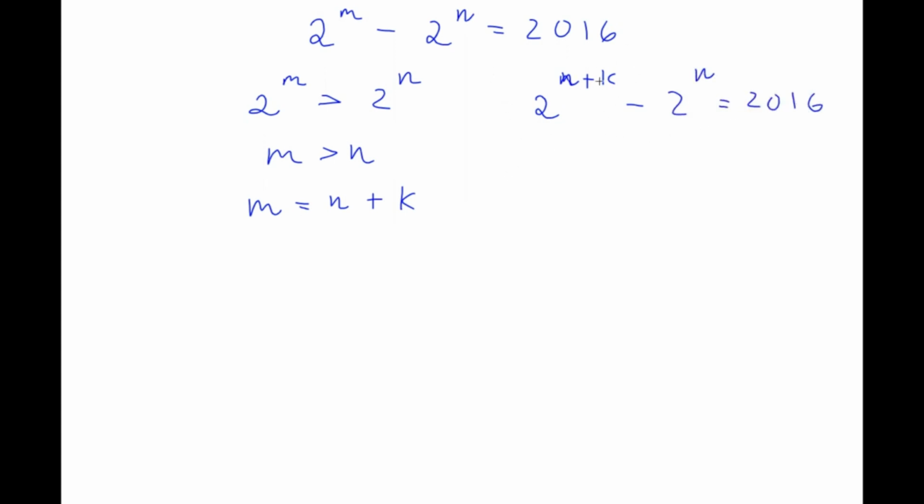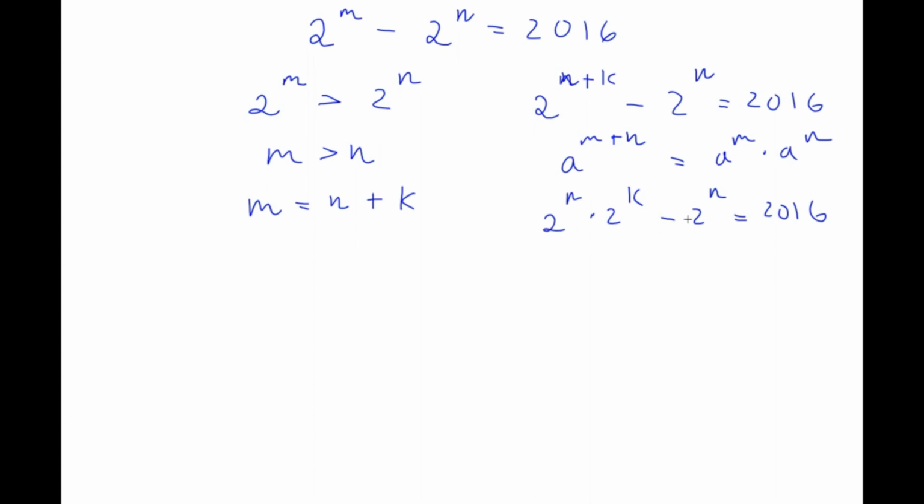Now, as you can see, we have 2 to the power of n plus k, and I want to simplify this. This is essentially in the form a to the power of m plus n, and this can be simplified into a to the power of m times a to the power of n. So 2 to the power of n plus k in this case is equal to 2 to the power of n times 2 to the power of k, minus 2 to the power of n, equal to 2016.